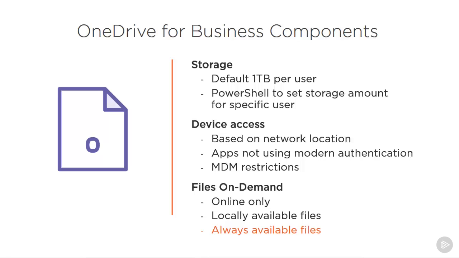Online-only files, there's no space required on the local device because everything's cloud-based. Locally available files downloads files to the device. This will allow you to work with those files offline. And then the files on demand, always available files option means the files are always on the device. They're always available even if offline. And you'll see a green circle with a white check mark for always available files versus the locally available files option, which only has a check mark icon on your documents.